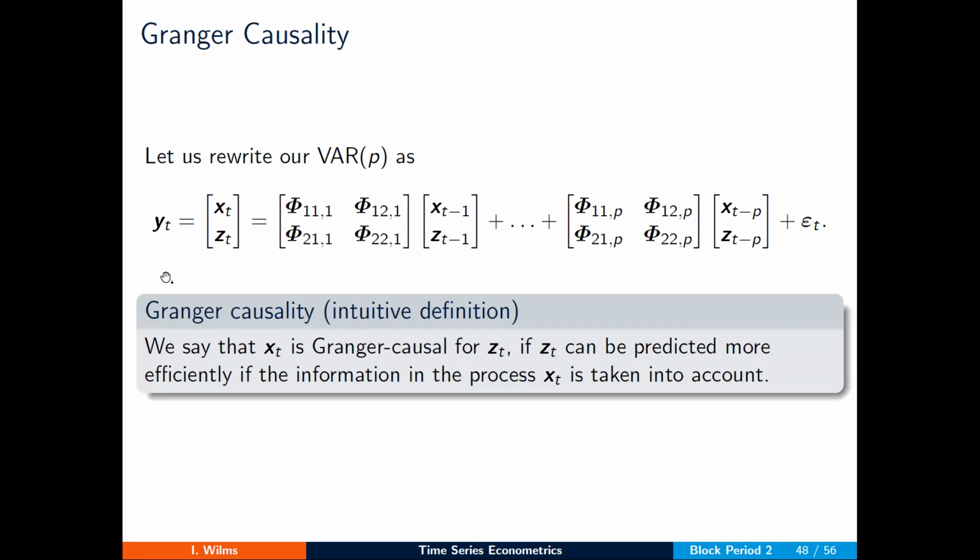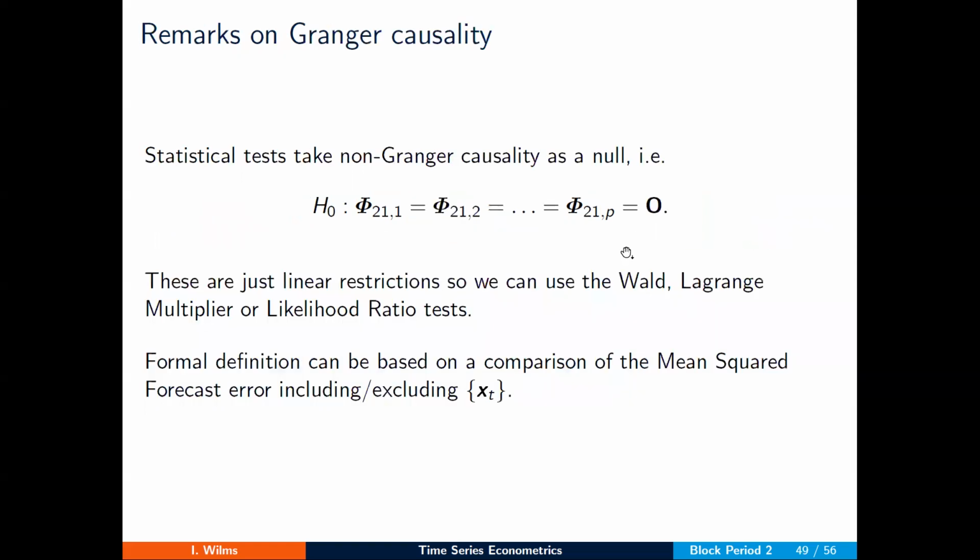Now, let's look at the opposite setting. When would XT not matter for forecasting ZT? Well, when all of the corresponding coefficients of XT in the equation for ZT, so these guys over here, would be equal to 0, when they would not matter. Then XT would drop out of that model equation and there would be no effect on ZT. And that is exactly the null hypothesis of no Granger causality that we would like to test.